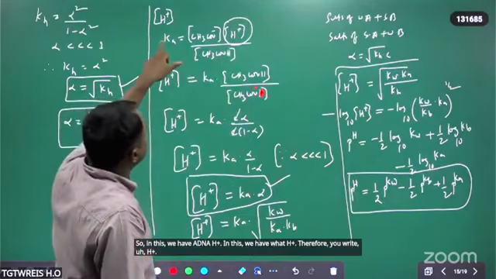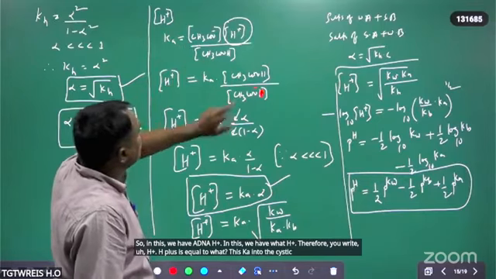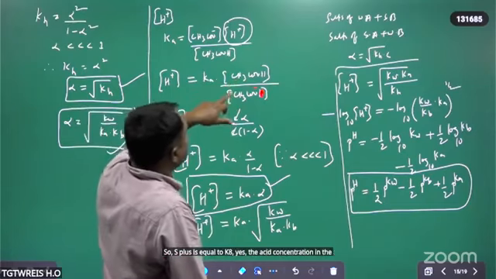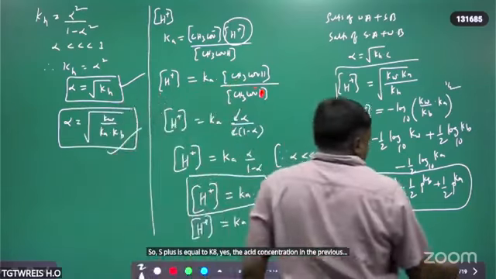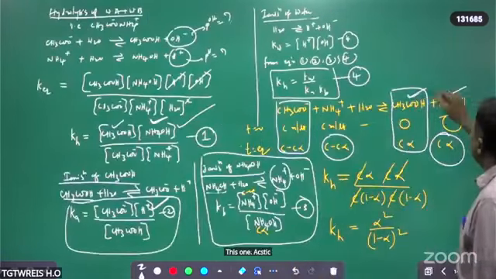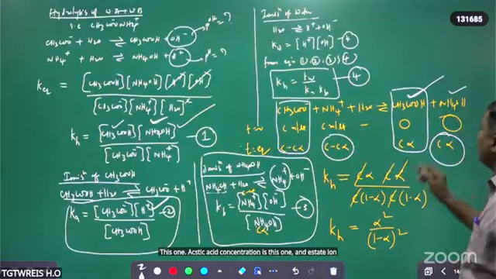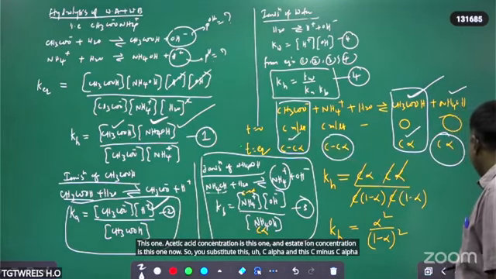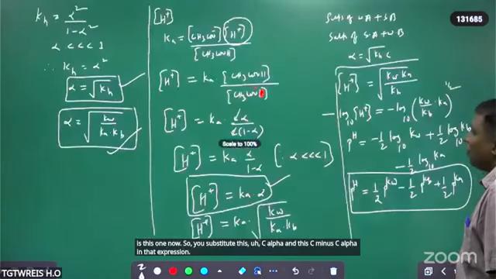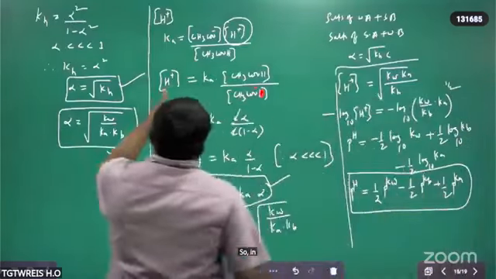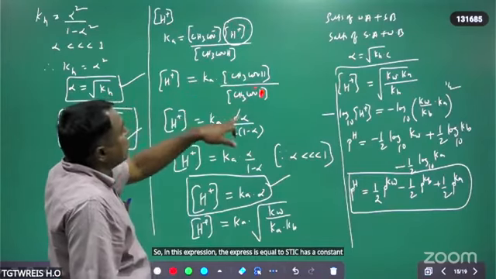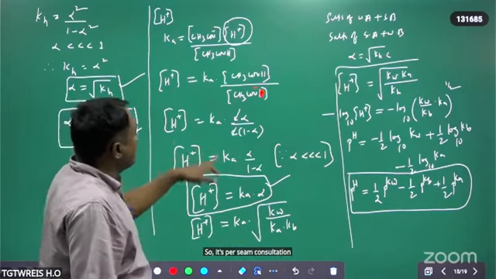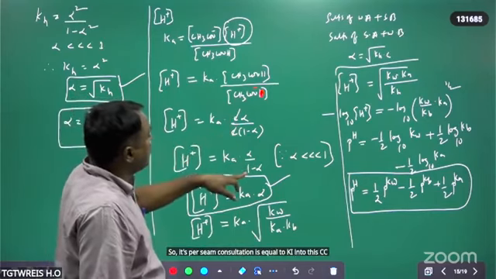H plus is equal to what now? This Ka into acetic acid by acetate anion. So H plus is equal to Ka, acetic acid concentration in the previous step, this one, and acetate anion concentration is this one now. So you substitute this C alpha and this C minus C alpha in that expression. So in this expression, H plus is equal to: acetic acid concentration is C alpha, acetate anion concentration is C into 1 minus alpha. So H plus ion concentration is equal to Ka into, the C cancels, alpha by 1 minus alpha.